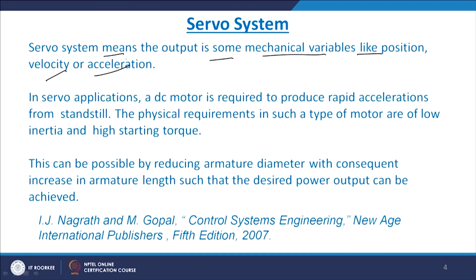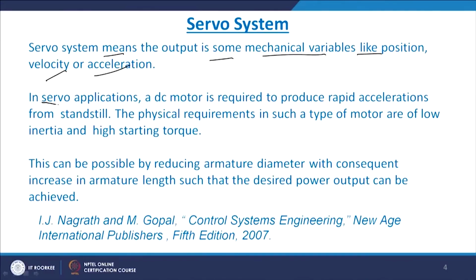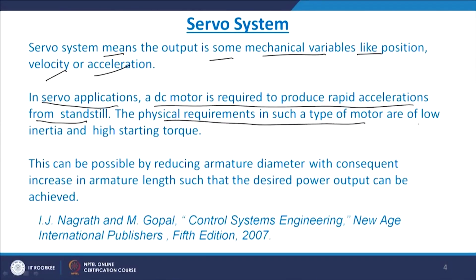Now, what is the requirement of such a motor? What we want is that once we give input, the motor should immediately turn on, that is rapid acceleration from standstill. That is the requirement. So, it is written: in servo application, the DC motor is required to produce rapid acceleration from standstill. The physical requirements in such a motor are low inertia and high starting torque.